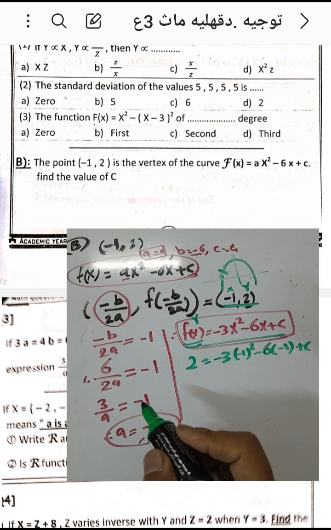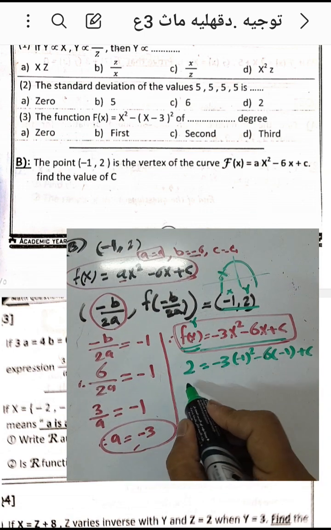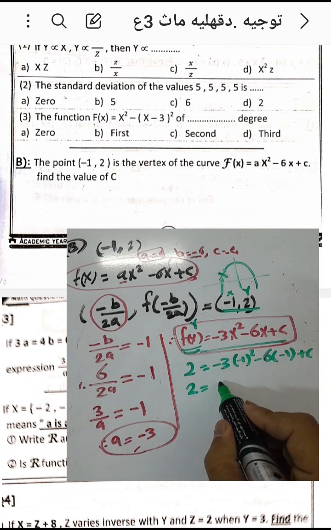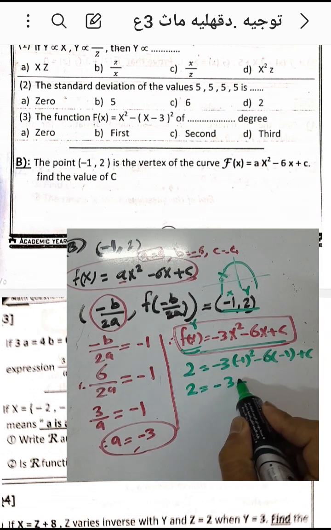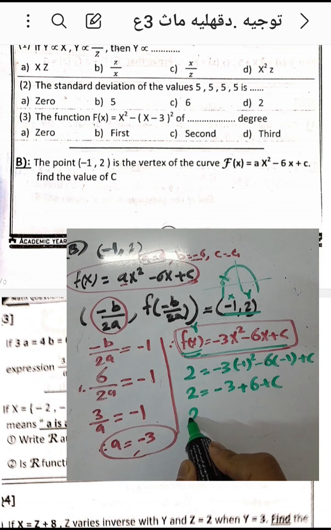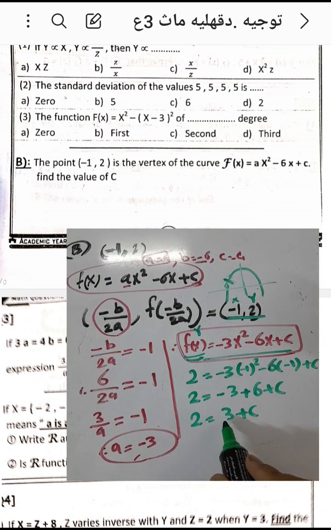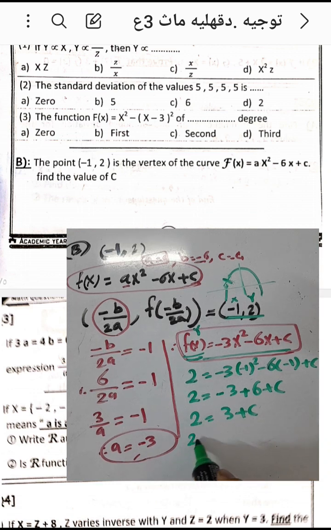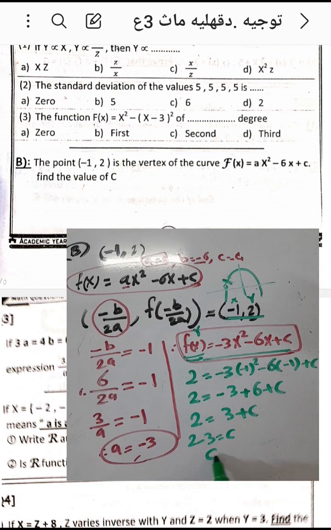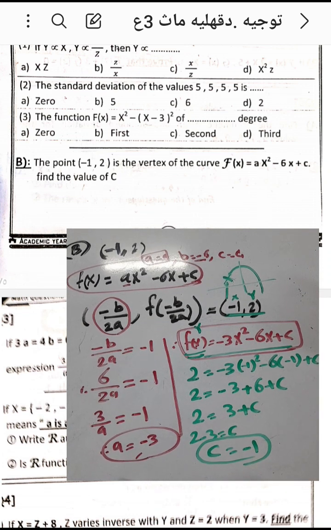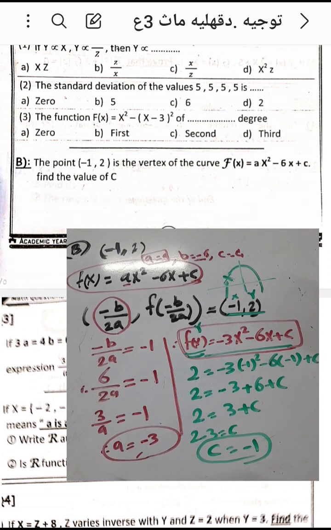And then we can simplify it by writing 2 equal negative 1 power 2, it will be 1. 1 times negative 3, it will be negative 3. Negative times negative equal positive. Then 2 will be negative 3 plus 6, it will be 3 plus constant. And then we can move 3 to the left hand side, it will be 2 minus 3, it will be constant. Then the constant here will be negative 1. Understood? The constant here equals negative 1 in this example.